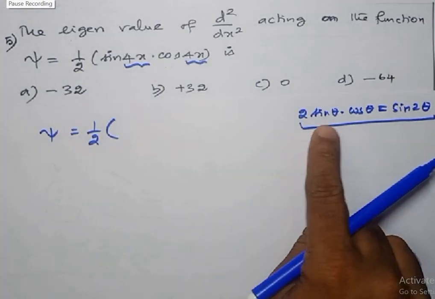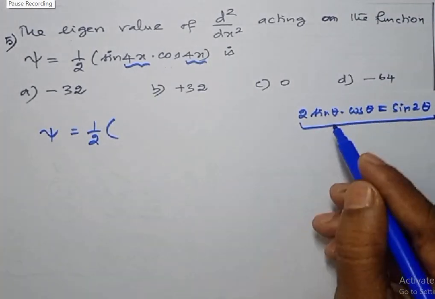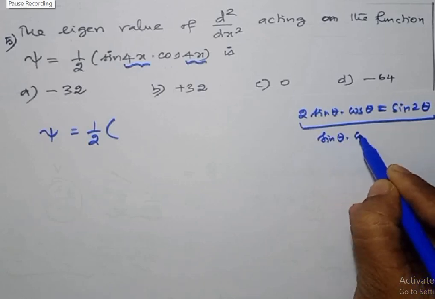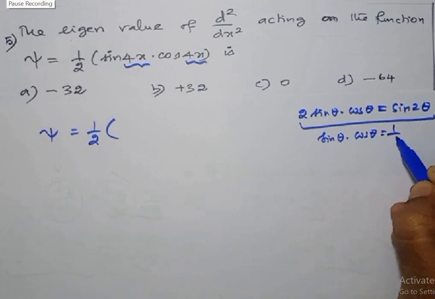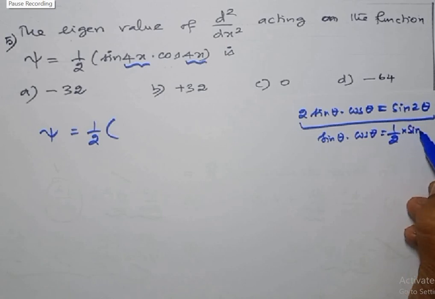Okay, 2 sin theta cos theta is equal to sin 2 theta. Or I can write sin theta cos theta equal to 1 by 2 into sin 2 theta. You can write like this.